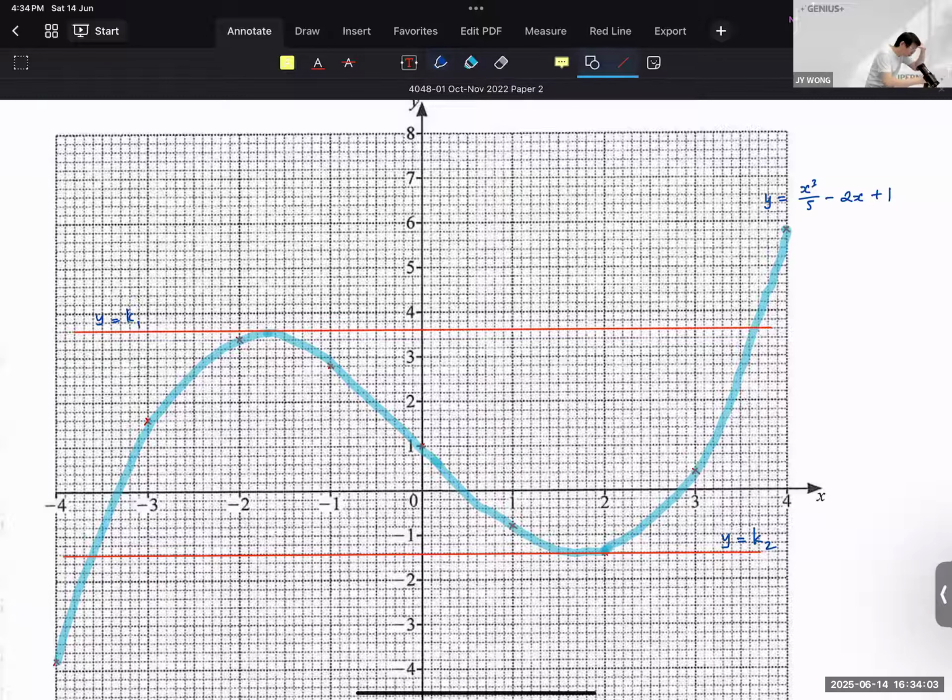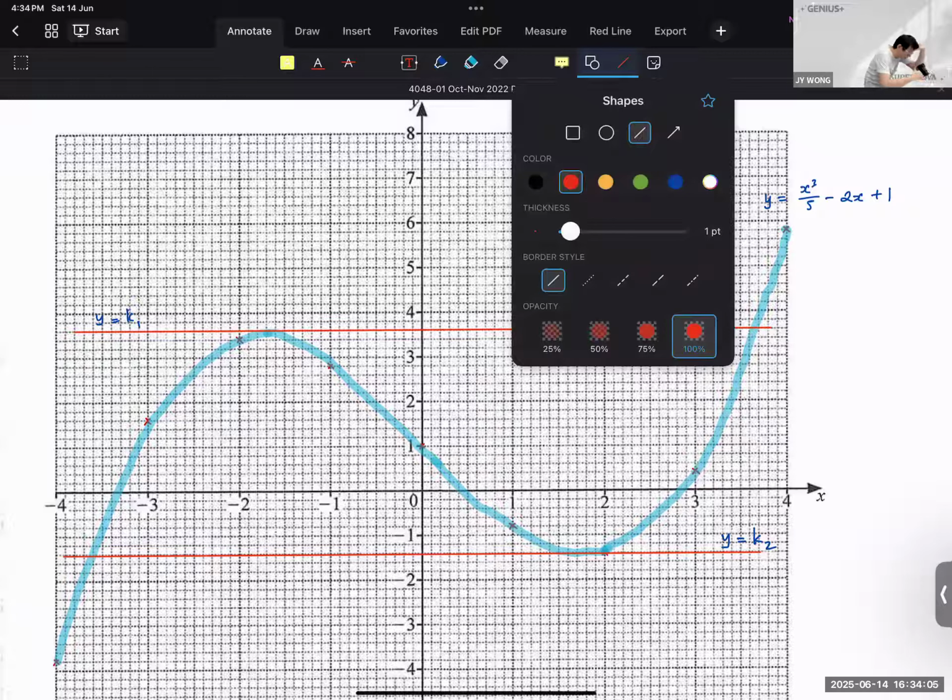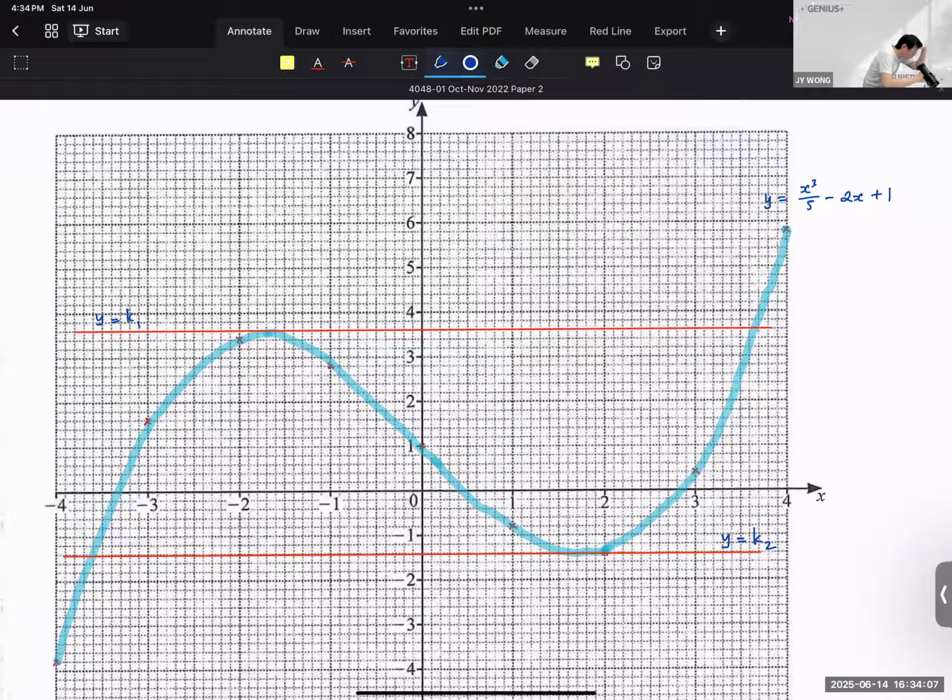Therefore, read off these two values of k. What are the two values of k? You are supposed to read off the y-axis, not the x-axis, because it's the y intersection. And therefore, it is about positive 3.6 and negative 1.4 or 1.5.